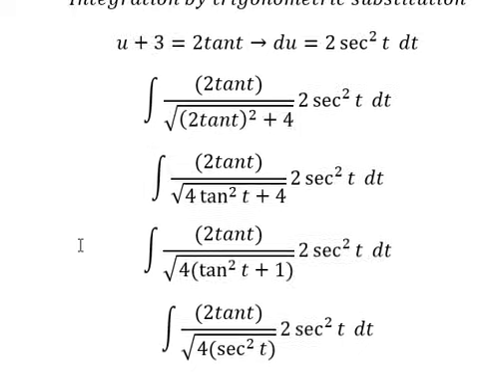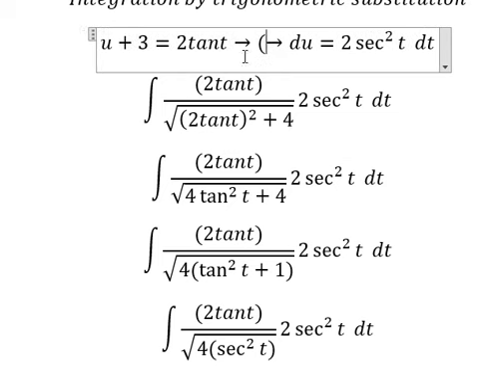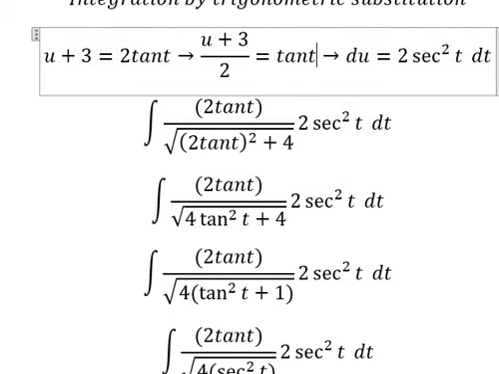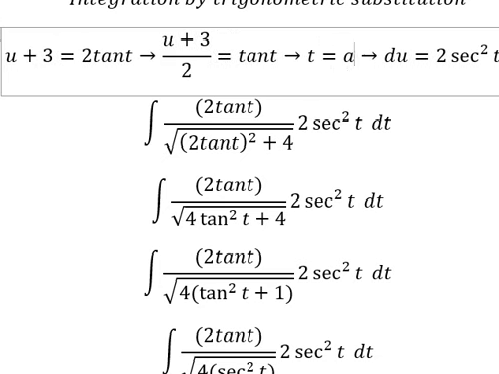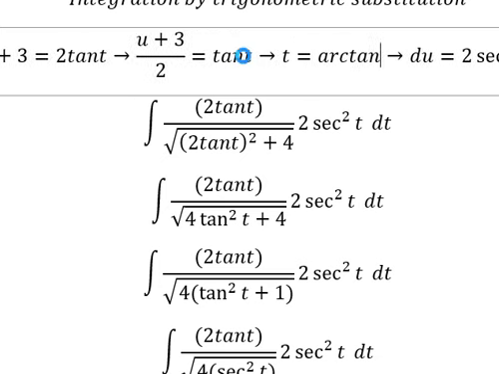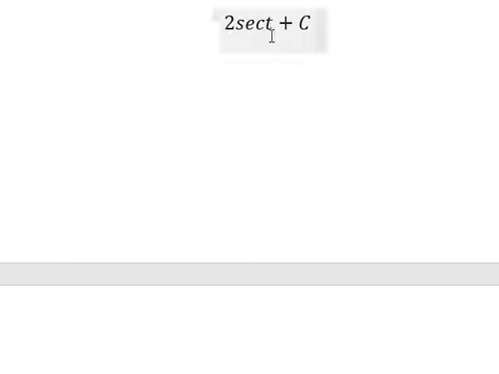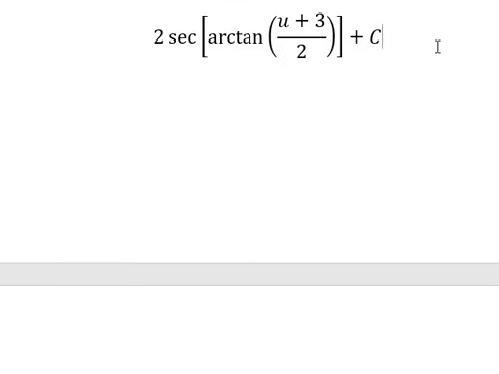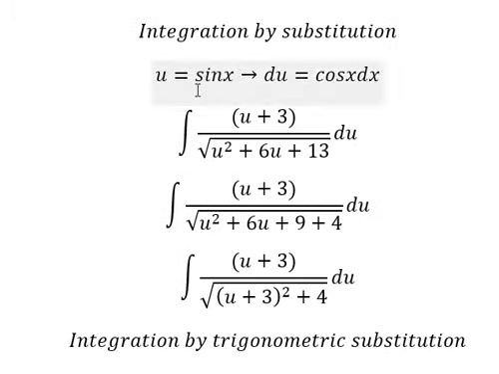About t, that is this one. So we need to divide both sides by number 2. And now we can find the value of t, that is arctan of this one. So I will put this one to change for t. About u, that is sine x.